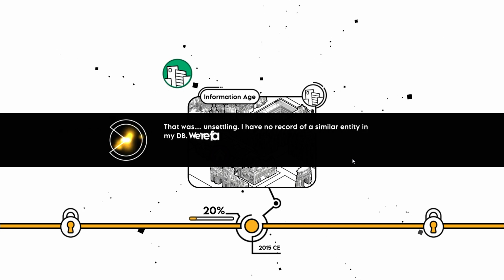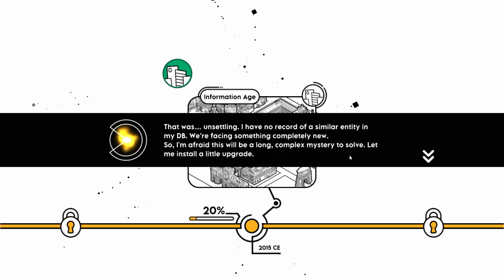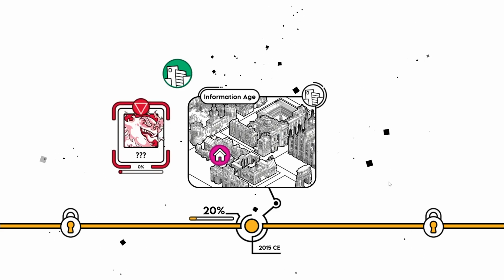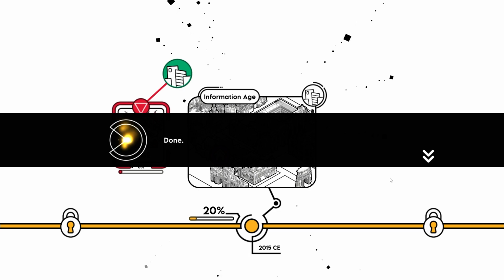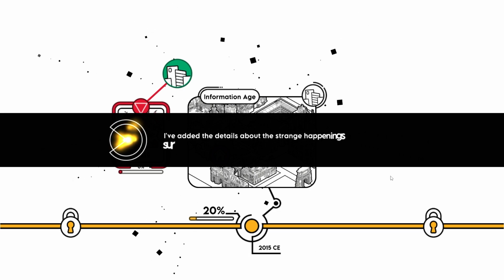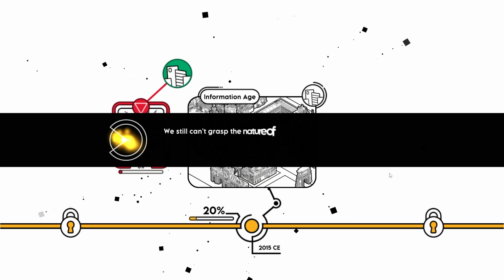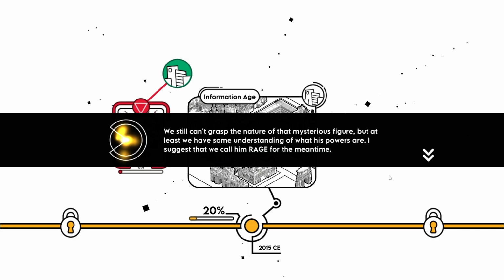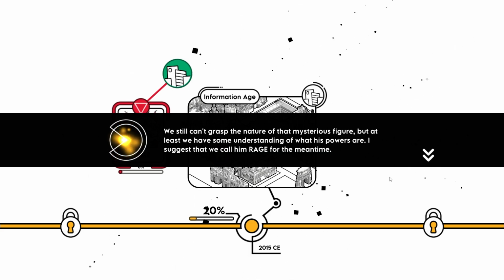That was unsettling. I have no record of a similar entity in my DB. We're facing something completely new, so I'm afraid this will be a long, complex mystery to solve. Let me install a little upgrade. Done. I've added to the details about the strange happenings surrounding the last case on the board. We still can't grasp the nature of that mysterious figure, but at least we have some understanding of what his powers are. I suggest that we call him Rage for the meantime.